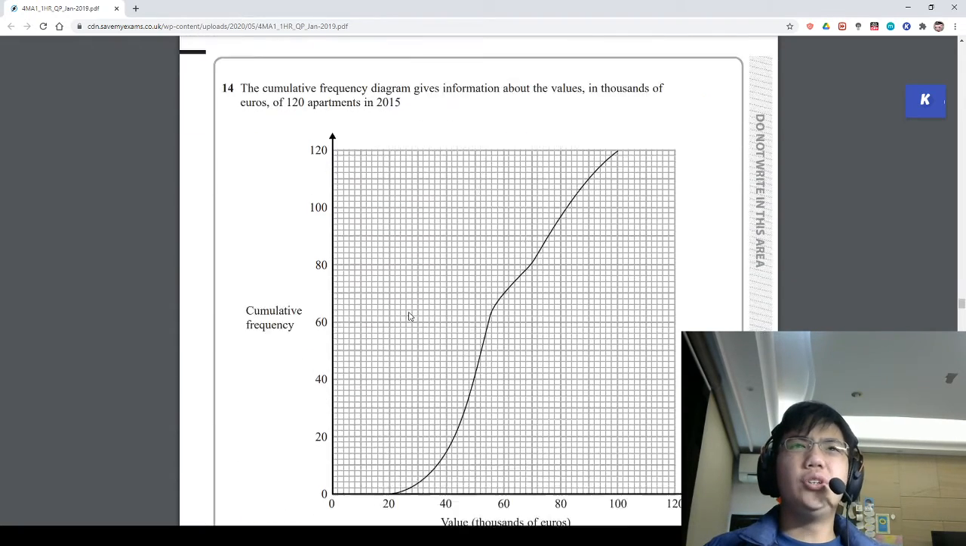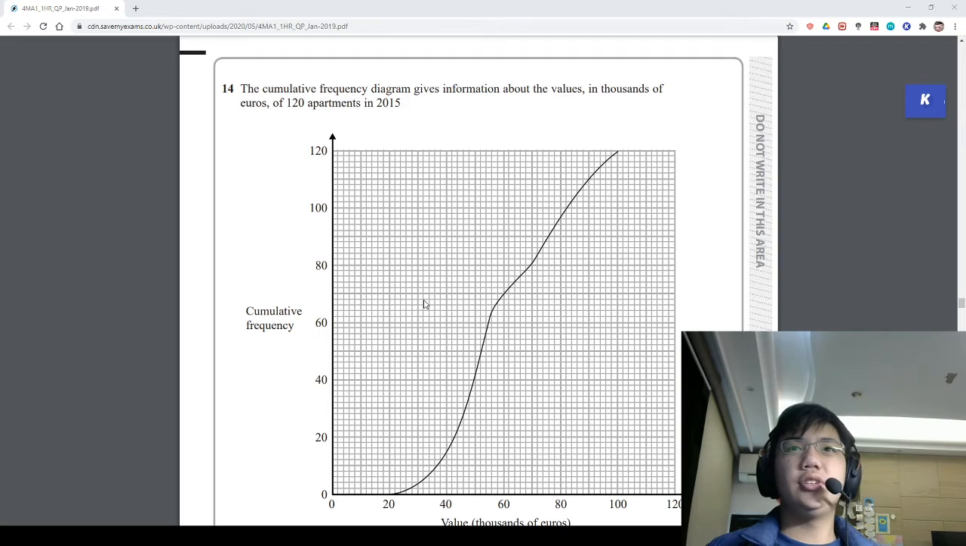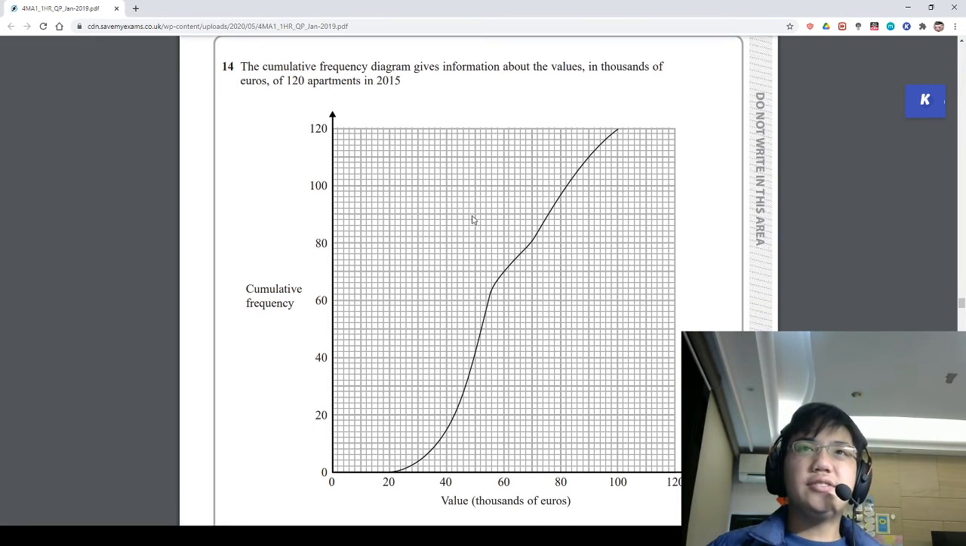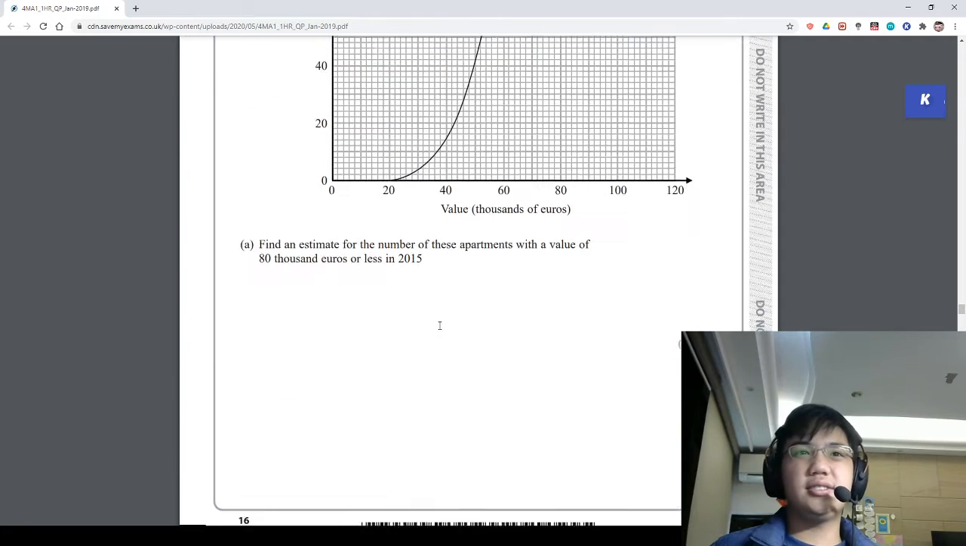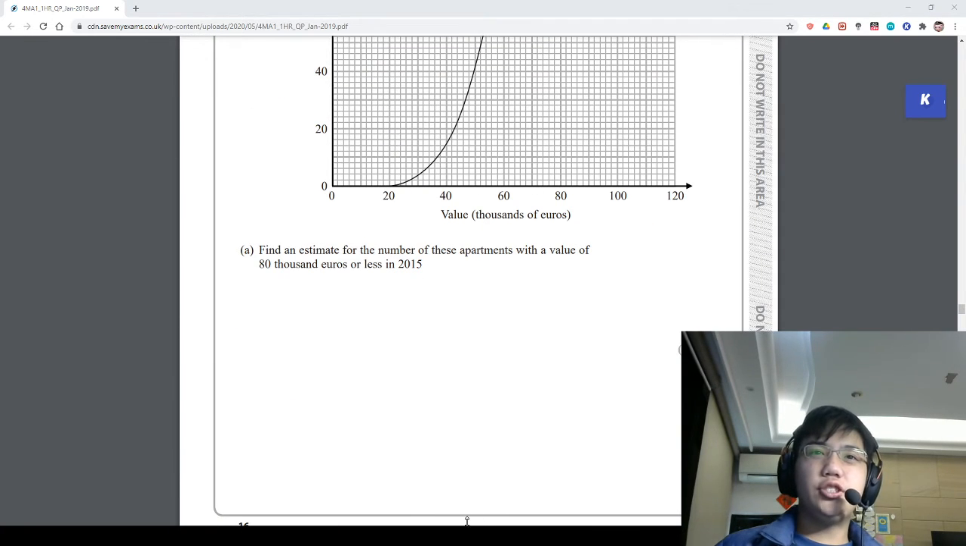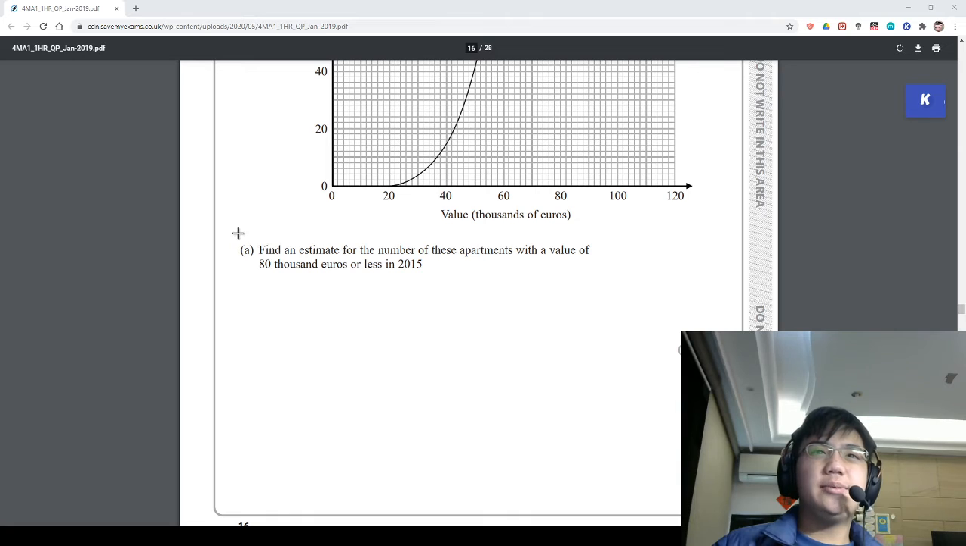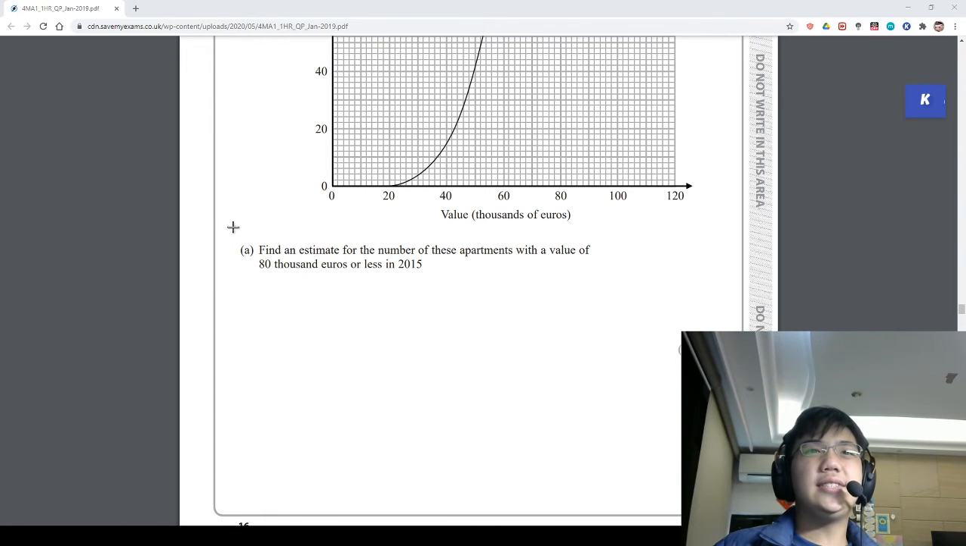Now let's move on to question 14, this time for real. Here we have a cumulative frequency graph, which gives us information on the values, in thousands of euros, of 120 apartments in 2015. So with this graph, we need to find multiple things. The first part of this question requires us to find an estimate for the number of these apartments with a value of 80,000 euros or less in 2015.